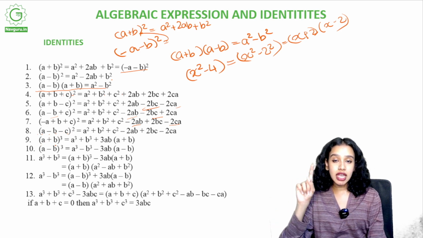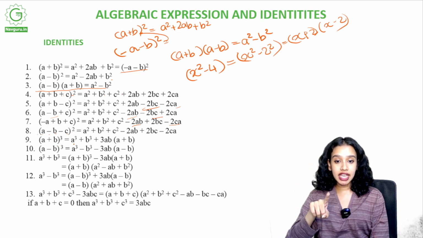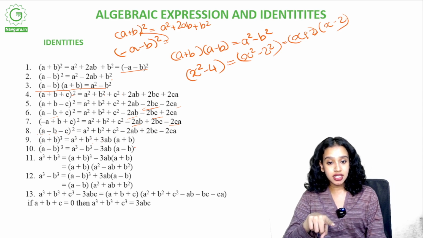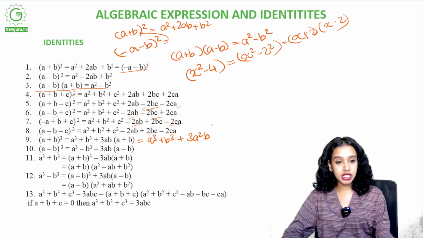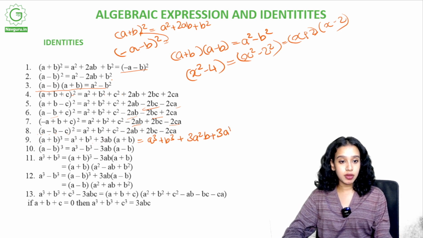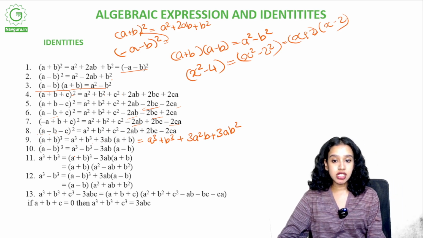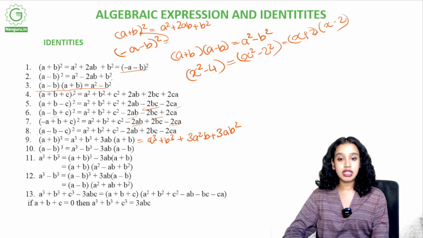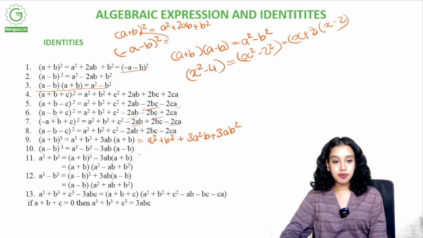Now, let's talk about a plus b the whole cube. There is an equation given here which is a cube plus b cube plus 3ab into a plus b, right? If we are expanding this, what are we going to get? We will get a cube plus b cube plus 3a square b, right? And then we will get plus 3ab square, right? Now these are the expansions, and if it's a minus b the whole cube, we'll get a cube minus b cube minus 3ab into a minus b, right?